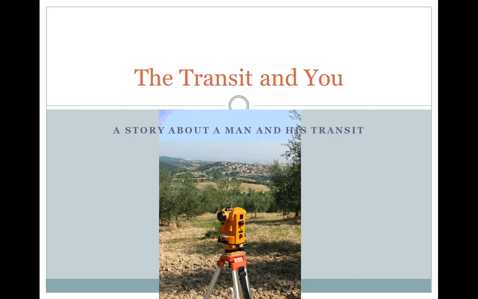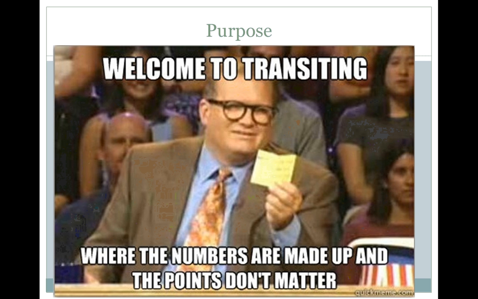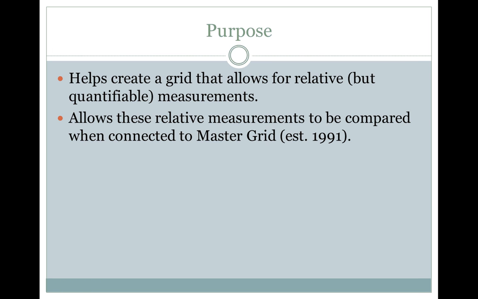So sometimes transiting can feel a little bit like this, that you're making up numbers and that points really don't matter. Well, that's not totally true. The transit is very helpful in creating a grid that allows for relative but quantifiable measurements. And then it allows these relative measurements to be compared to each other when you connect them to the master grid, which we established in 1991.